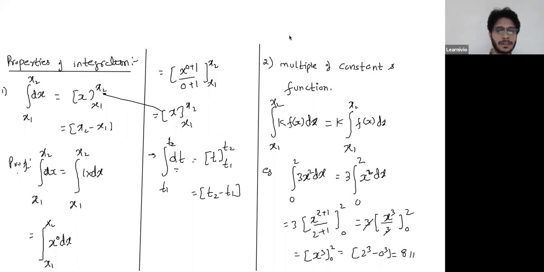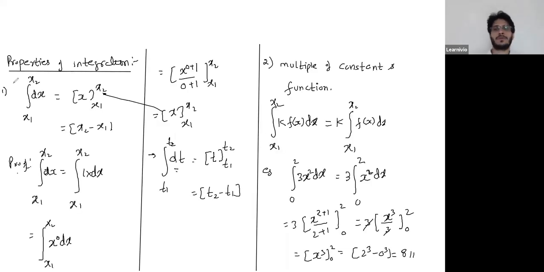Let's erase it and then move on to the next property. The third property is if you have some... Sir, yes, can you show the page again? One minute. Yeah, done, sir. Next property.